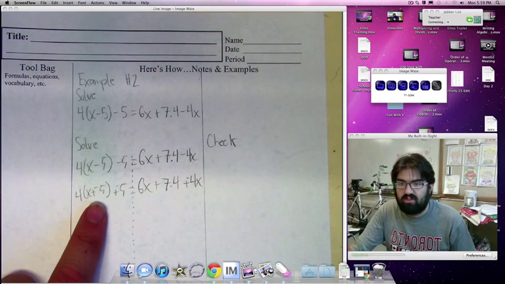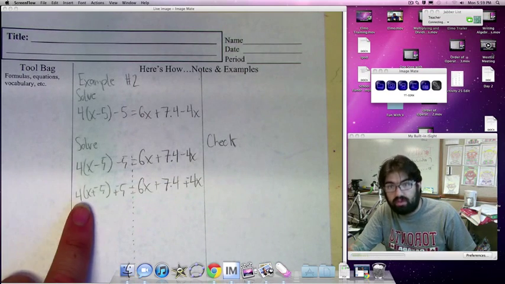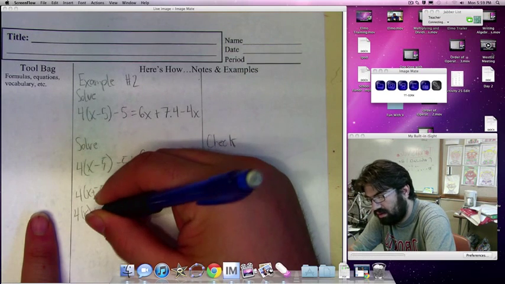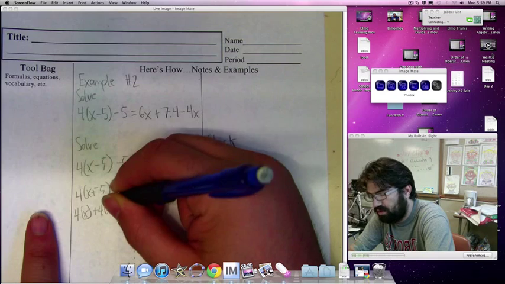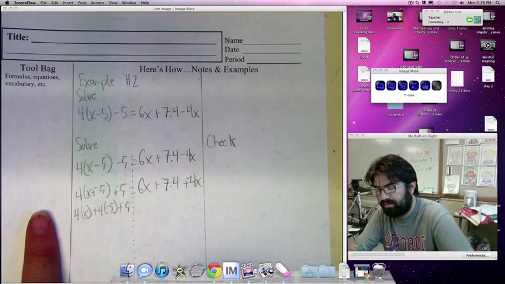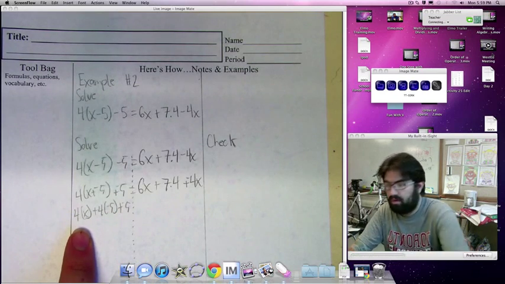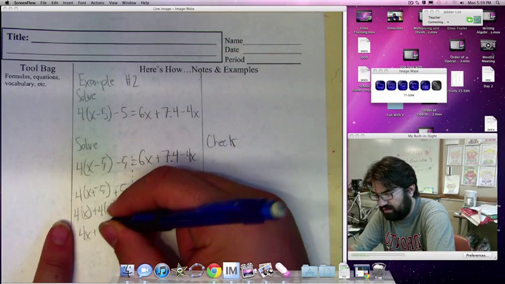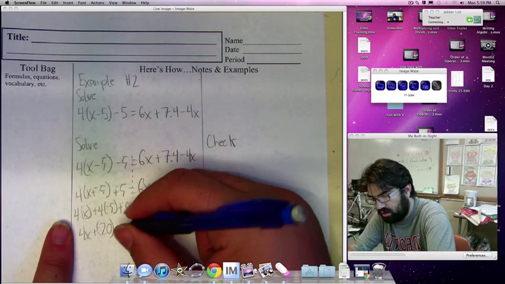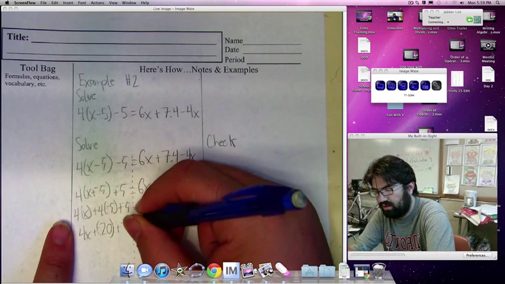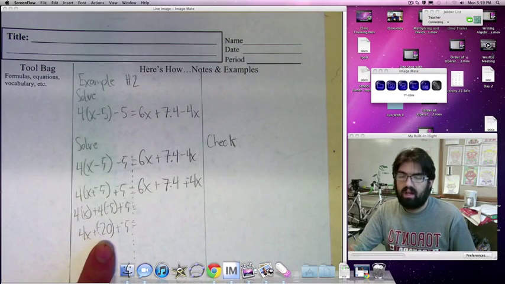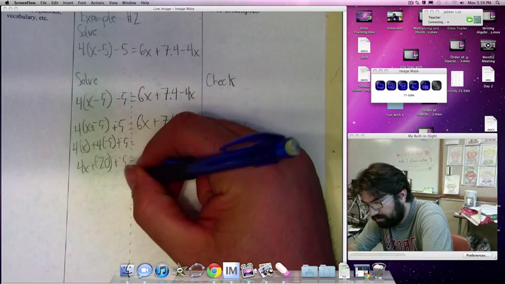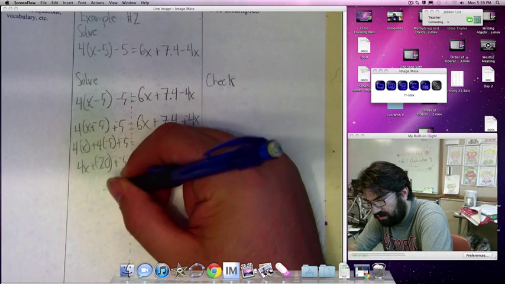This is inside the parentheses, so we have to distribute first. Notice I'm not doing anything on the other side. I'm focusing on this side first. 4 times x is 4x. 4 times negative 5 is negative 20. Plus negative 5. Got 20 negatives, 5 more negatives. So it should be negative 25 over there.